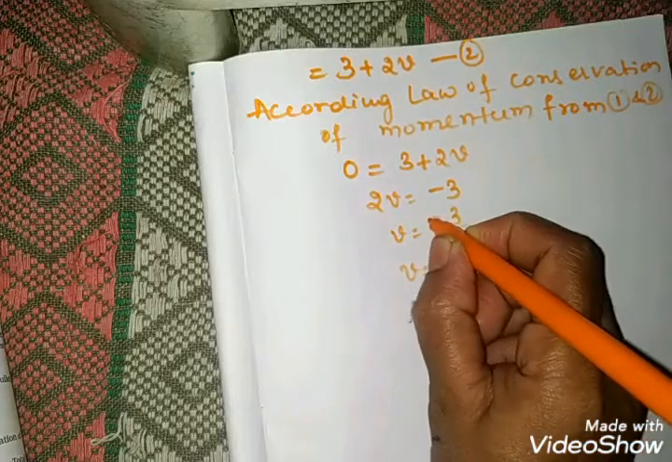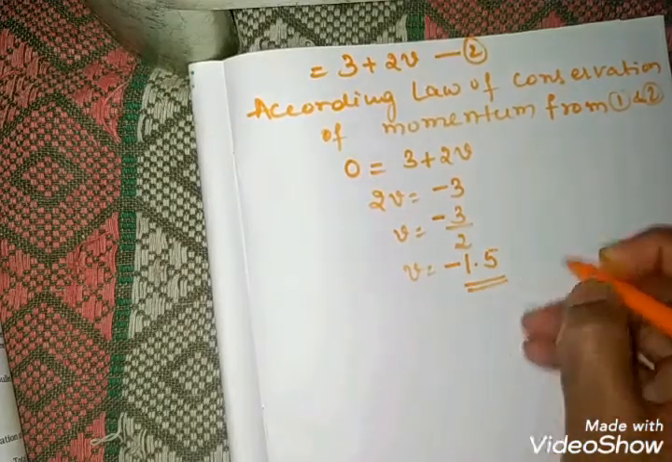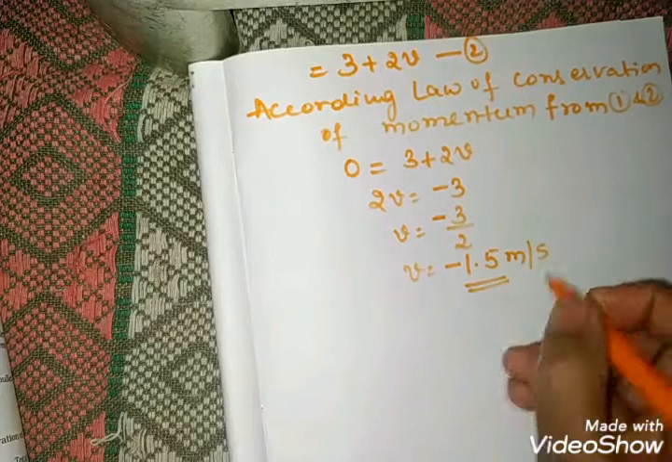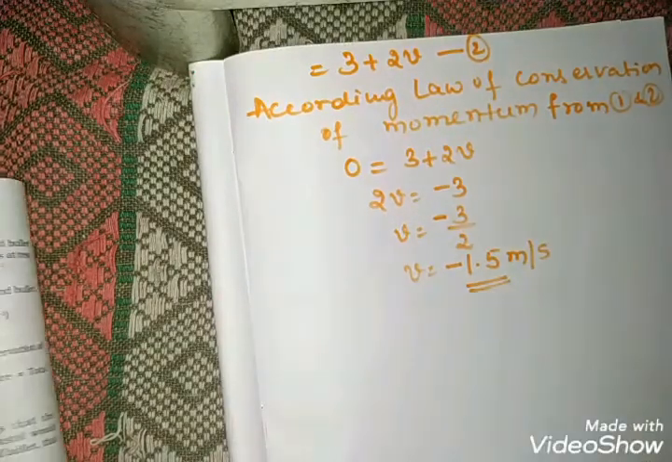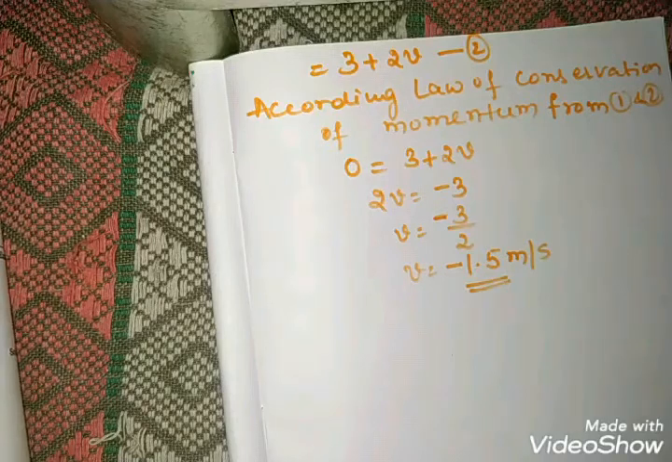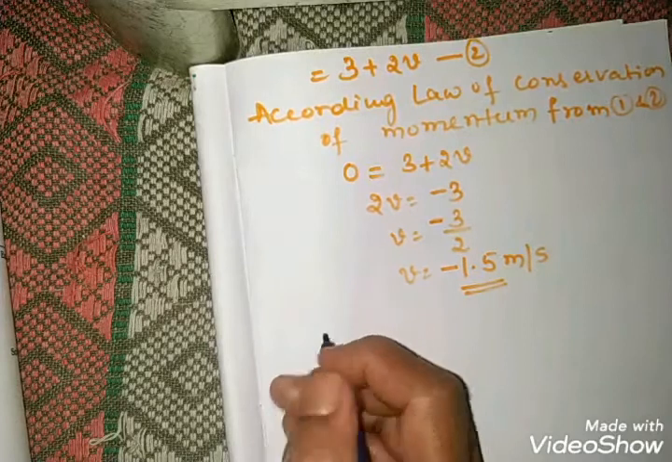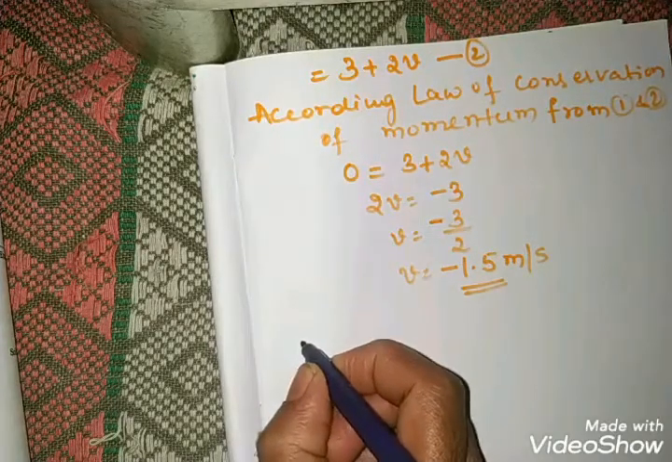But what is the sign? Minus sign, meter per second. What is this sign indicating? This sign indicates that the direction in which the pistol would recoil will be opposite to the direction of the bullet.